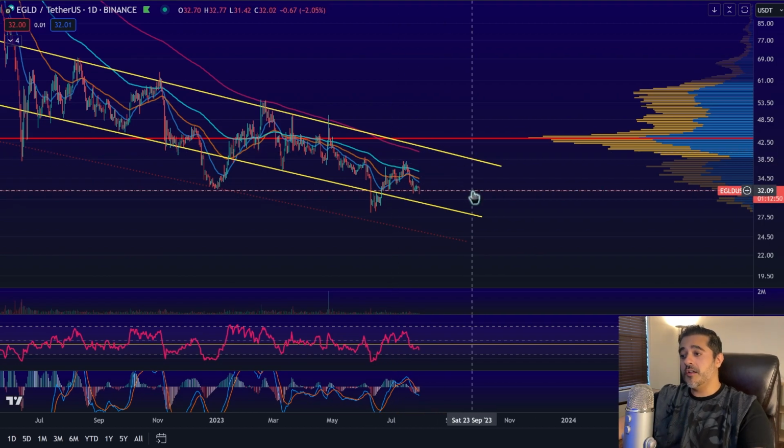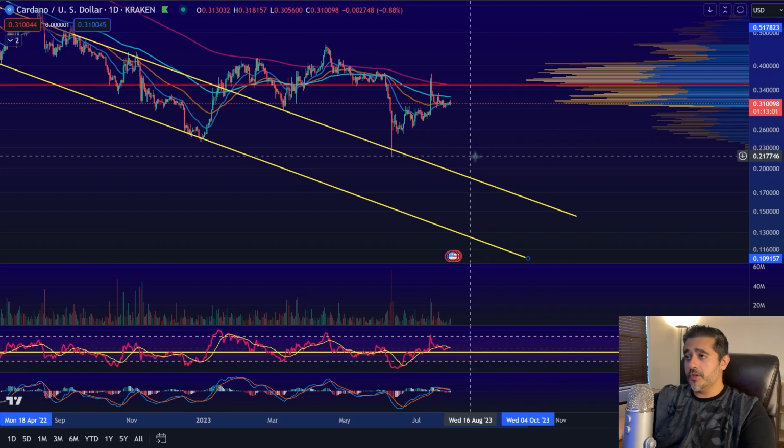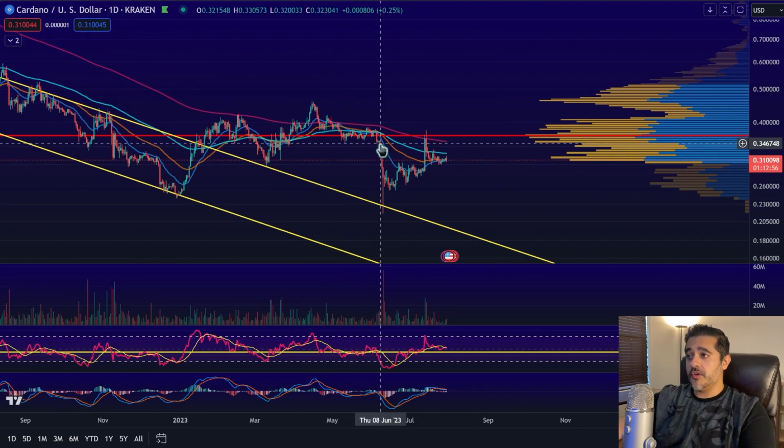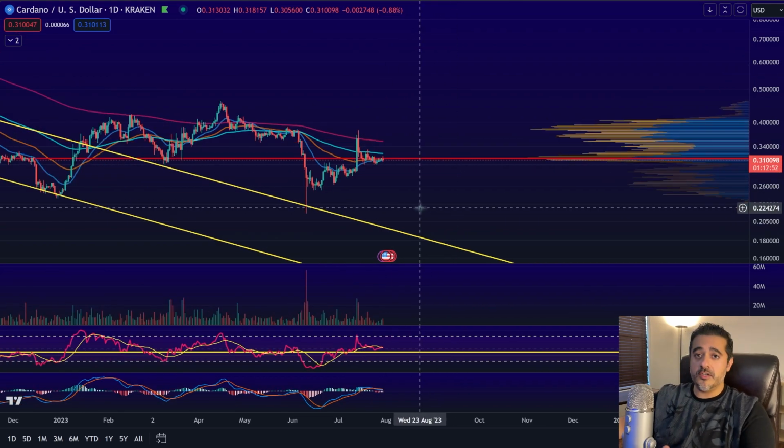Okay, so let's move on and take a look at Cardano now, and we'll wrap the video there. So with Cardano, we did have a descending channel, but we broke out of that descending channel. We also had another dip when the SEC called Cardano a security. Since then, you've had news that Ripple is winning its case against the SEC. The judge ruled in Ripple's favor. The SEC is now fighting back, and they're going to appeal.